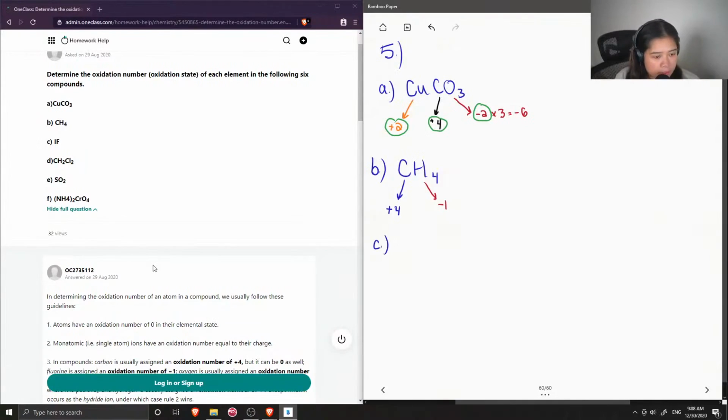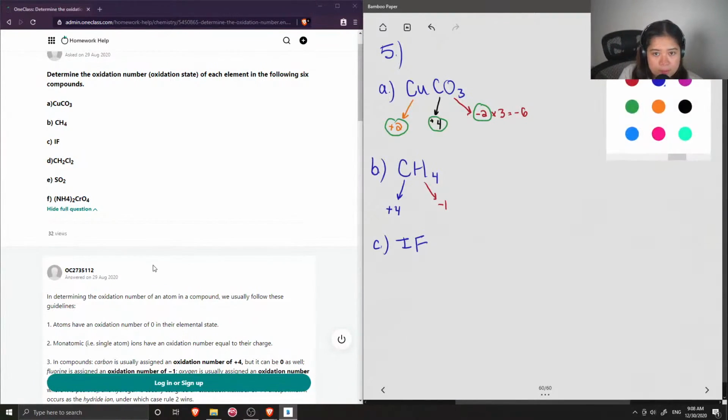Okay, so on to C. We have iodine and fluorine bonded together. So fluorine usually has an oxidation number of -1. So the iodine will have +1.